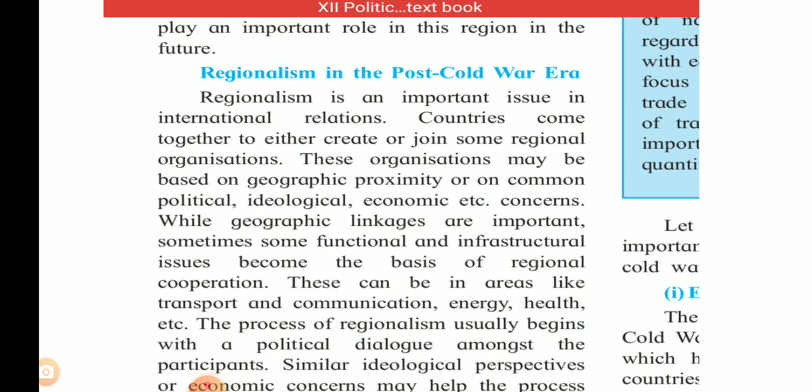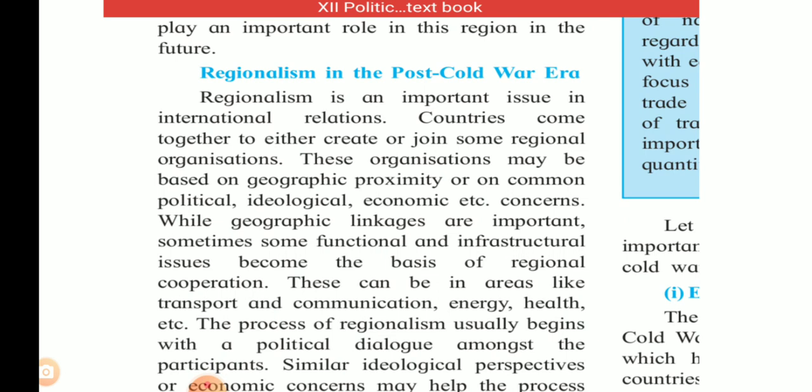Regionalism is an important issue in international relations. Countries come together to either create or join some regional organizations.